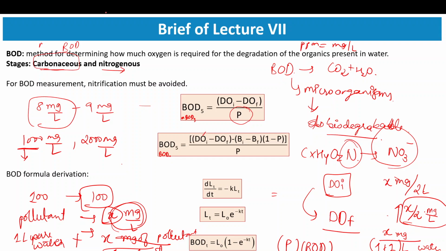Okay, so that is how this comes into the picture, because while measuring we dilute the water samples, let's say by P times. So for P times dilution, the change in dissolved oxygen is DOI minus DOF. The actual value is obtained by dividing by P, so P goes in the denominator, right?